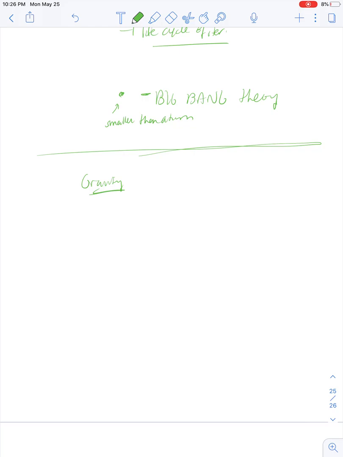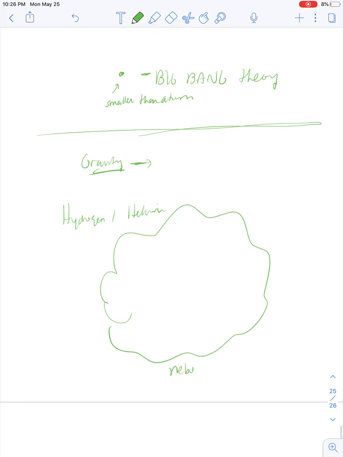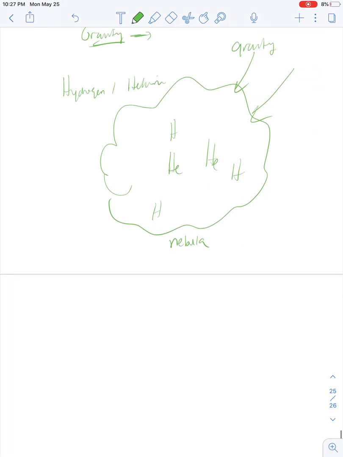Okay, the gravity came. And the gravity was huge, right? So they think at the beginning of time, at the beginning of the universe, there was hydrogen and helium, and those are basically all the gases that existed. And that there were these big clouds of gas, and they're called nebulas. Okay, so imagine this big cloud of gas, it's called a nebula. And because gravity was created at this time in the Big Bang theory, that gravity kind of pushed this hydrogen and helium that made up this nebula together.